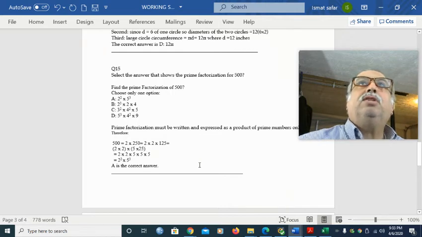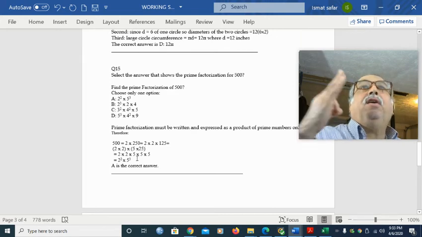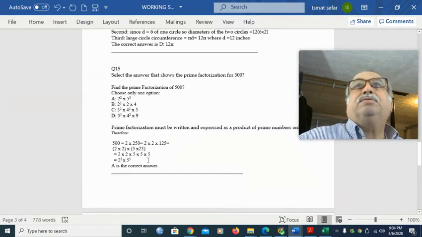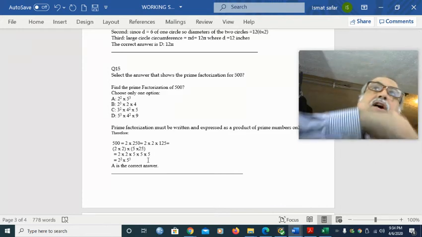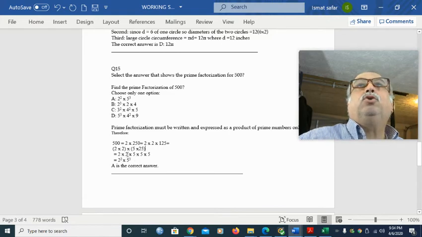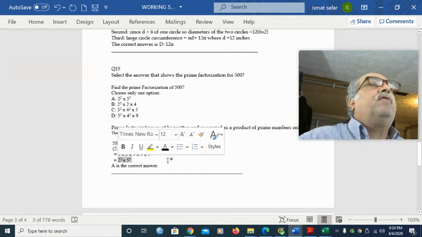25 can actually break into what? So now we have two 2's and three 5's. 5 times 25 is 5 times 5 times 5, because 5 times 5 is 25, and then we have the 5 before, so we have 2 times 2 times 5 times 5 times 5. 2 times 2 is 2 squared, and 5 times 5 times 5 is 5 cubed, right? So this is the factorization of 500.